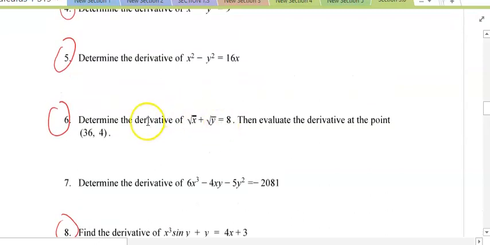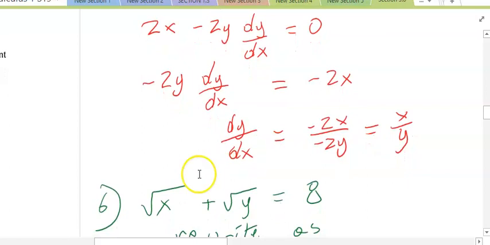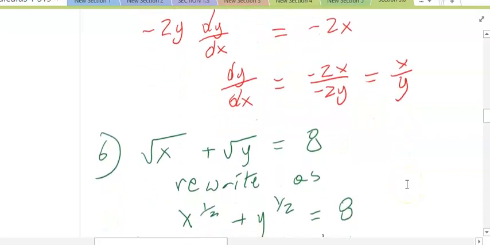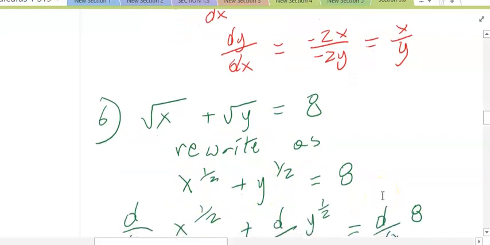Let's do another problem. Determine the derivative of radical x plus radical y is equal to 8, and then evaluate this derivative at the point (36, 4). So let's go. We have radical x plus radical y is equal to 8. We want to rewrite this as powers because it's easier to take the derivative of power functions. So rewrite it as x to the 1/2 plus y to the 1/2 is equal to 8.